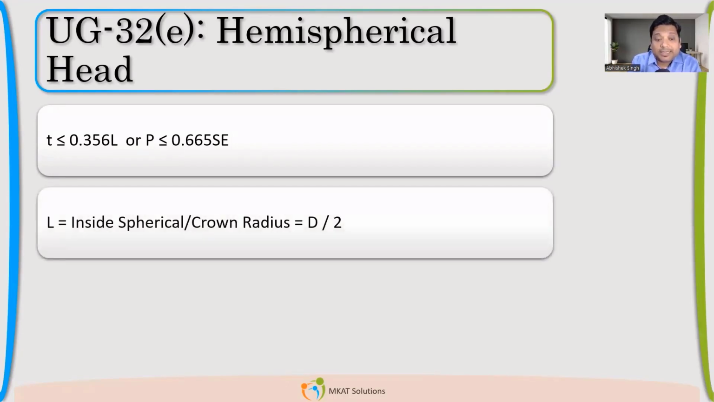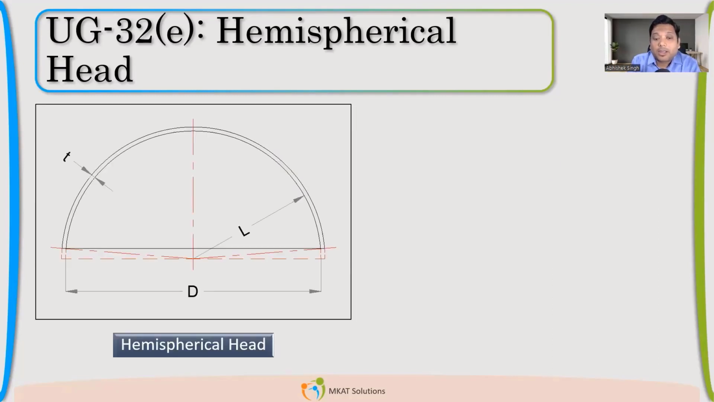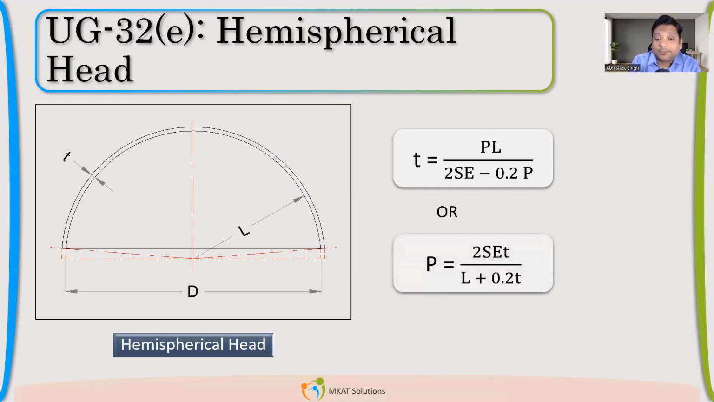So inside spherical or crown radius, very easy for a sphere, just half of the diameter, because it's a circle finally. So this is the formula: t = PL divided by (2SE minus 0.2P). L, we know that's the radius of this sphere.